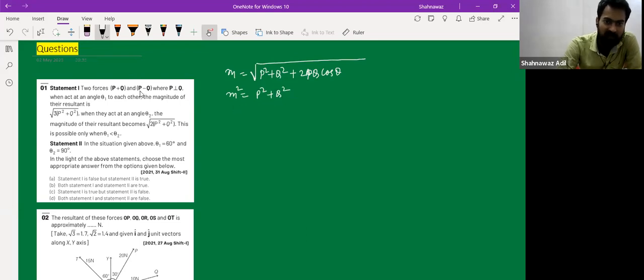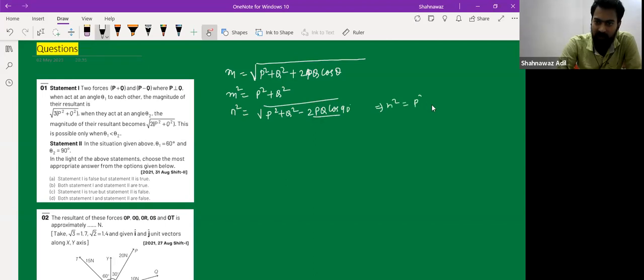Right, and what is the magnitude of P minus Q? The magnitude of P minus Q would be again P square plus Q square minus 2PQ cos 90. Right. So cos 90 is again 0. So N square is what? P square plus Q square.